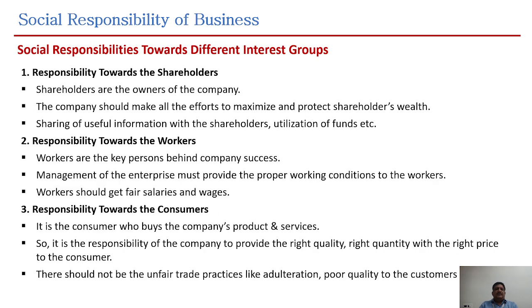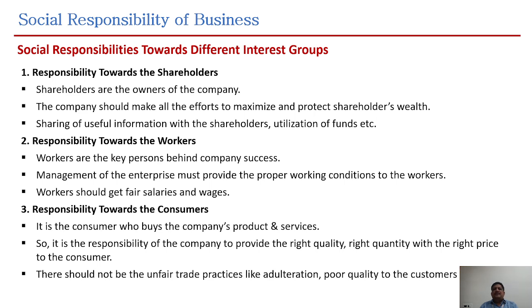Then next we are going towards the social responsibility towards different interest groups. So we are having different stakeholders, such as workers, customers, suppliers, many different parts which are having different responsibilities. What is the responsibility towards the shareholder? Shareholders are the owners of the company. As we know, they have invested their money, which means they are owners of the company.